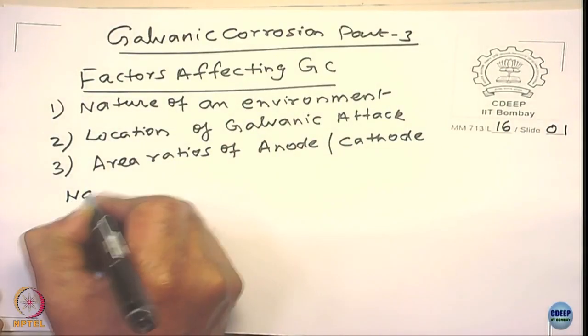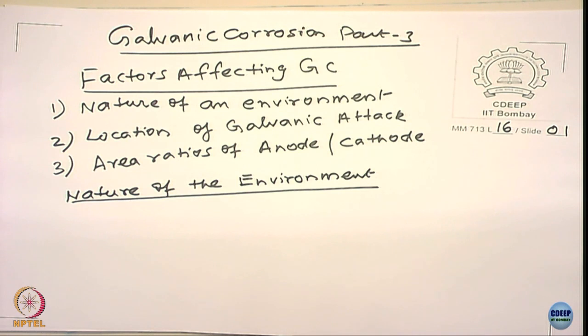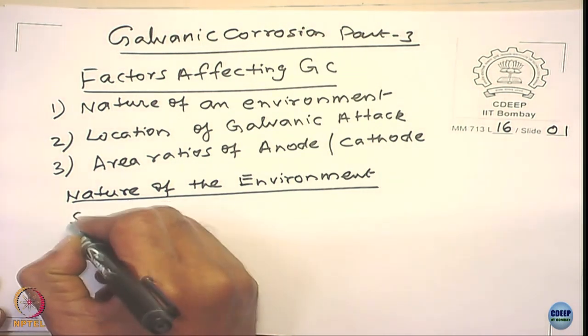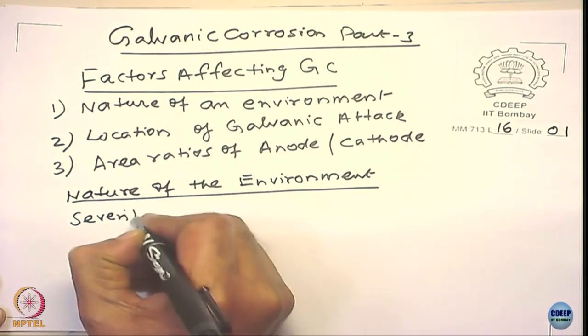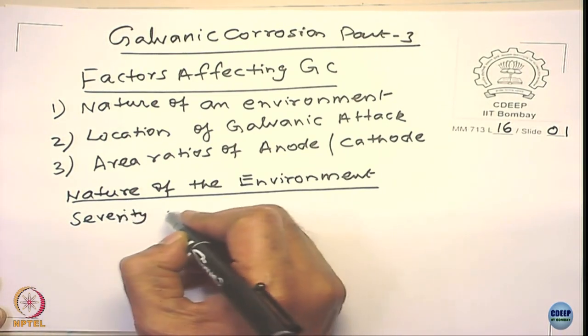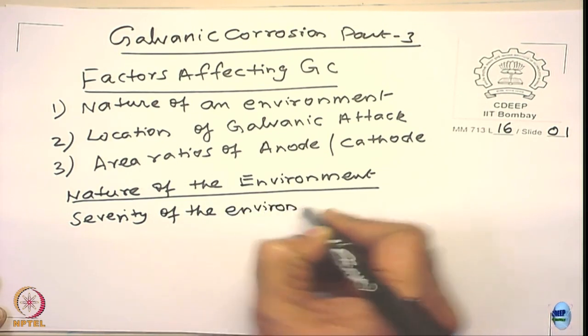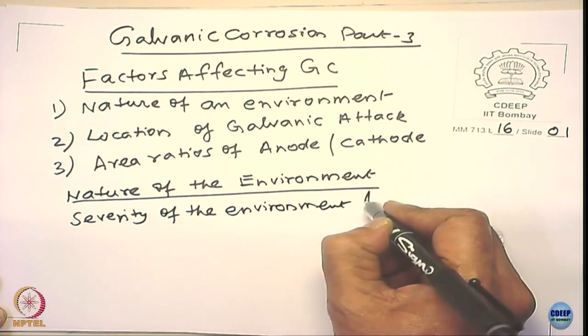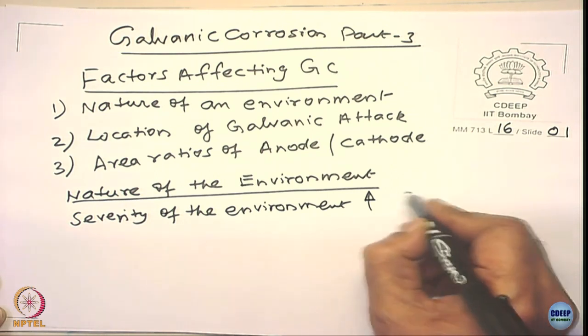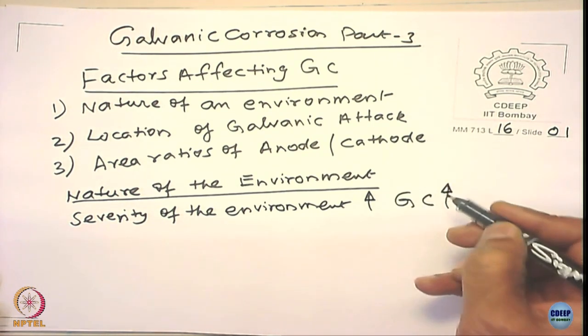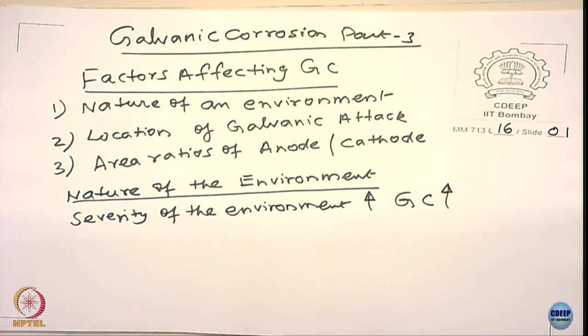Let us start with the nature of the environment. We can say the severity of the environment increases, the galvanic corrosion also increases. The vice versa is also true. If the environment is quite mild, then the galvanic attack becomes relatively slower.